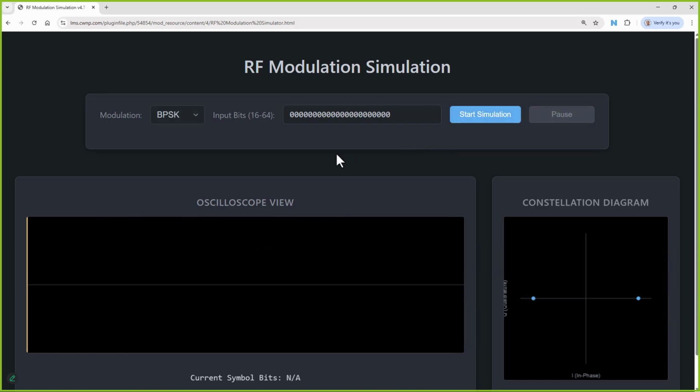Okay, so now that's BPSK. What if we go up to quadrature phase shift keying? And then let's take a look, for example, at 00, 01, 11, 10. So all 4 possible combinations, and then we'll just duplicate that a few times.